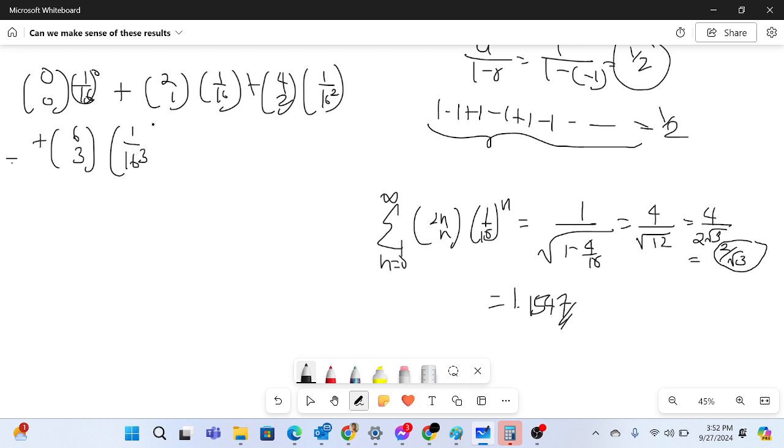Let's see. Plus, this is 6 into 5 into 4 divided by 3 into 2 into 1, times 1 by 16 cubed. It's almost there. It's around 1.1533, and we are really on 3, which is close. It's correct to 2 decimal places. So you see, even within 4 terms, it's converging quite well.